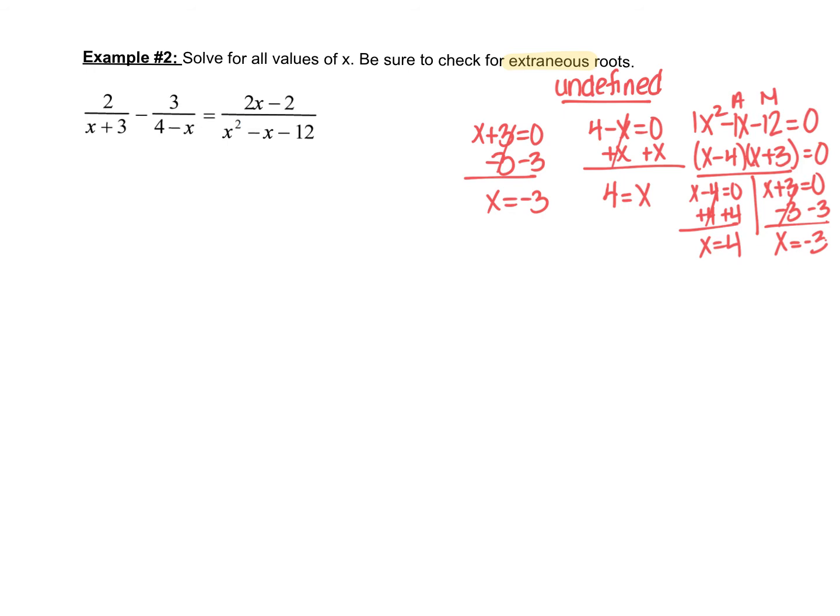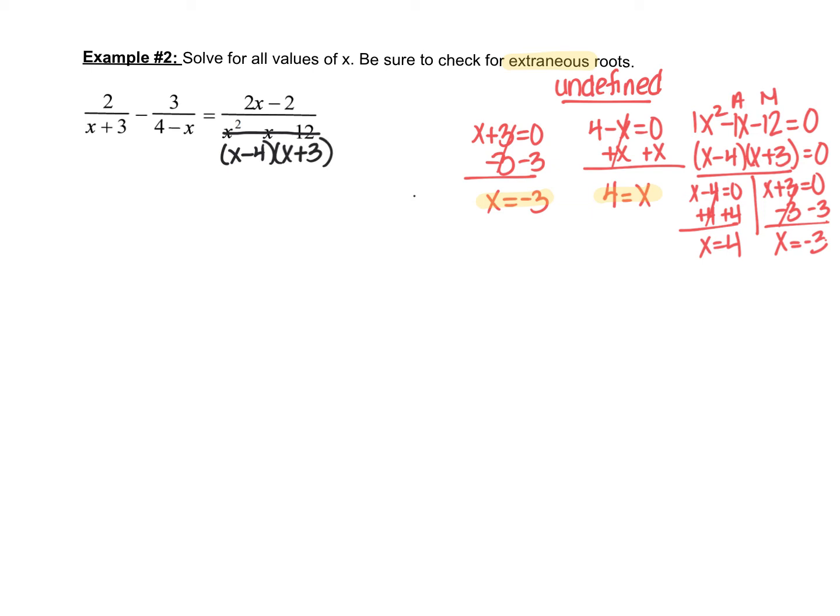So it looks like I've got some repeaters, and that's okay. So I've got negative 3 and 4, which happens to be the same here. So if I get either of these two values, I have to reject one. So how do we solve? We need to have the same denominator. So let's rewrite these factors just like we did over here. So x minus 4 and x plus 3.